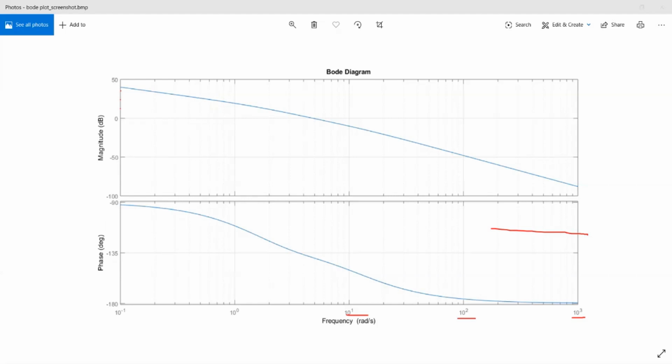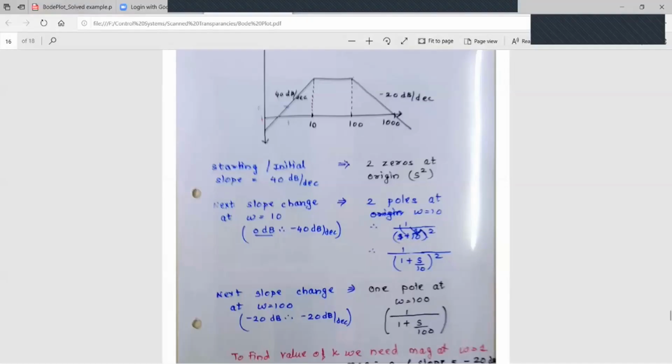Actually, even if you just refer to your notes, you will be able to understand that. So let me just show it to you once. Even if you don't understand, it's fine. I'll explain once again later on, no problem. Now suppose this is the example. So this is the gain plot that we are having.